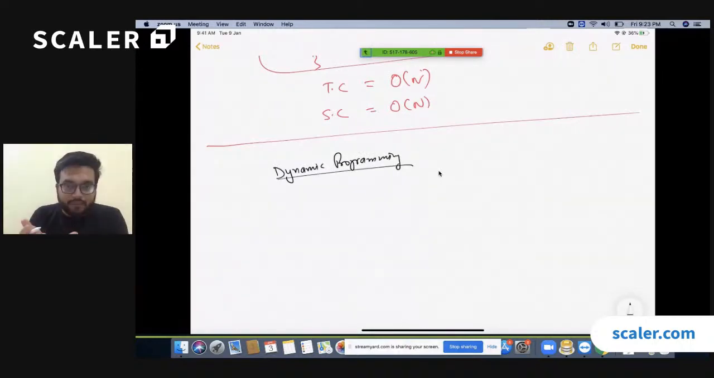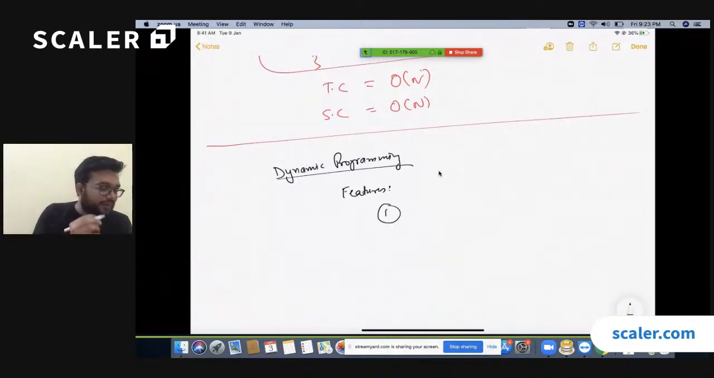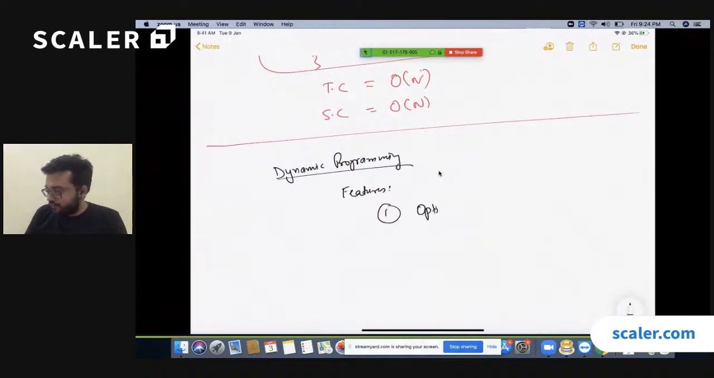Okay. So the formal definition of dynamic programming is that a problem can be modeled using dynamic programming if it has two features. So what are the features for a problem to be modeled in dynamic programming? The first feature is that the problem exhibits optimal substructure. What is optimal substructure? We'll just come to it in a moment. The second feature is that you should be seeing overlapping subproblems.